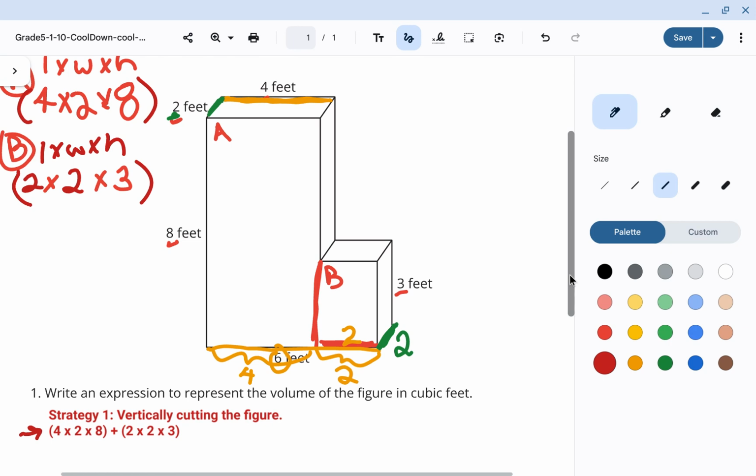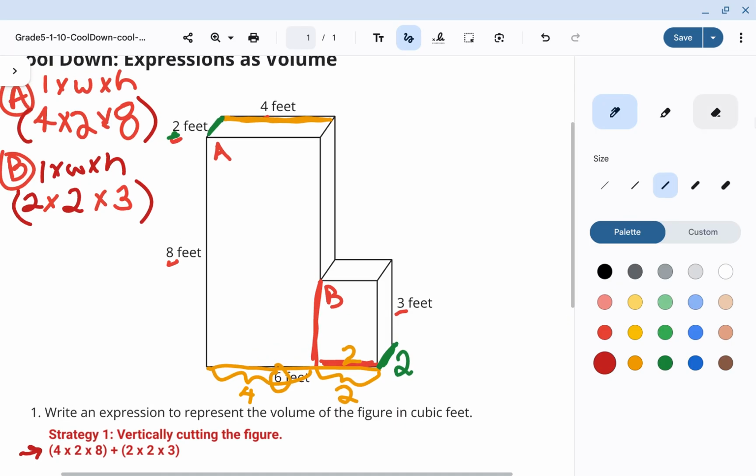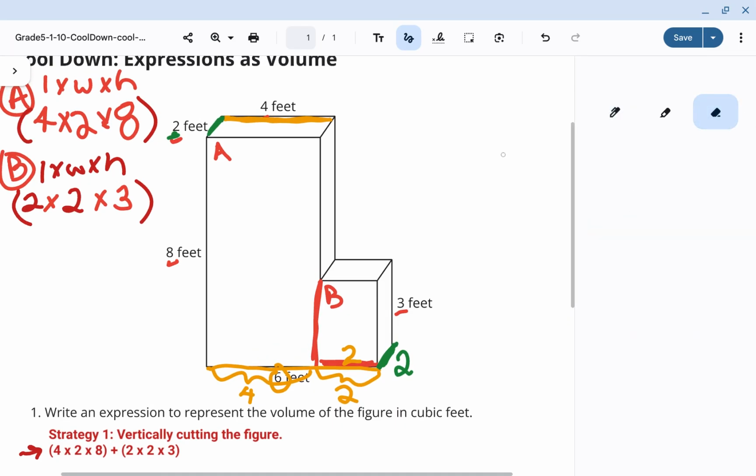Okay? Now, if you did this differently, let's say you horizontally cut yours, that is going to look a little bit different. We are now, just like we saw yesterday, I am going to go ahead and show what that would look like to horizontally cut the shape.